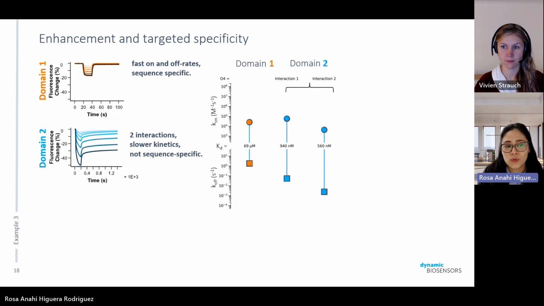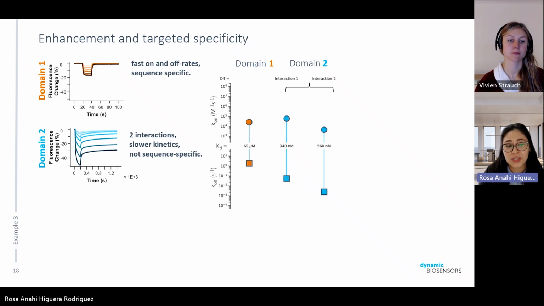When we look at domain 2, we already see that it's very different. So first of all, it's bi-exponential. So we have two rates here, one that is very fast and then a following one that is quite slow. And also this domain was completely unspecific. So it was binding to everything, double-stranded DNA. So it was not only binding to its RNA motifs.